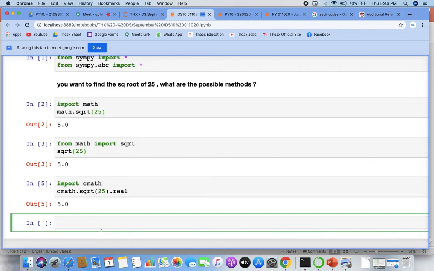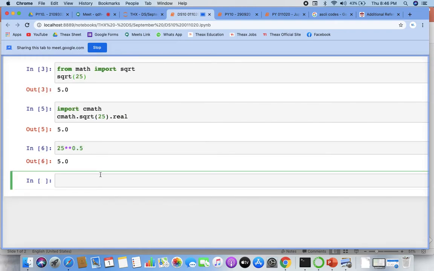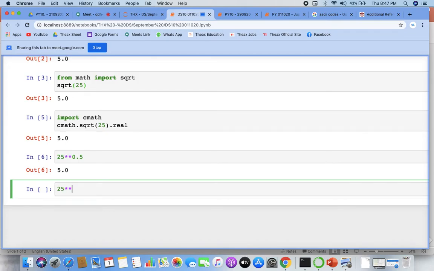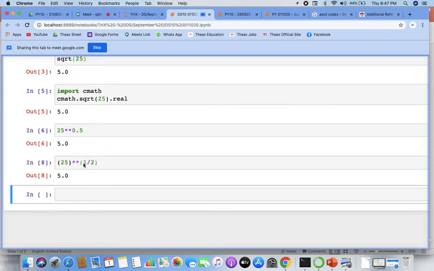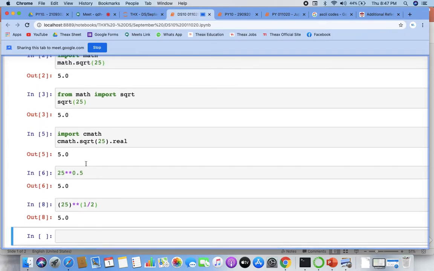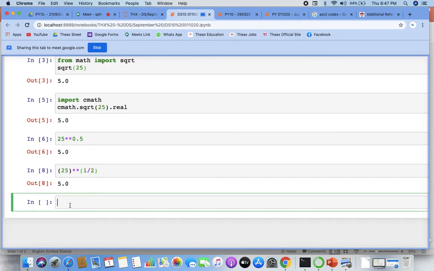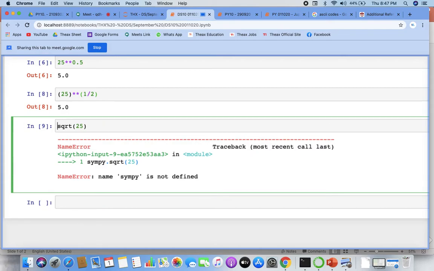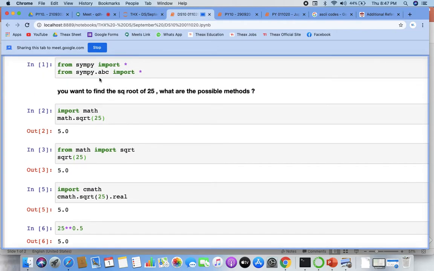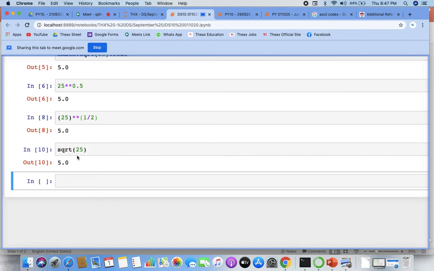Okay, you all are using everything apart from this. Any other possible ways? Obviously, we are learning SymPy, so we can also write it. SymPy is not defined. I think we should directly write sqrt of 25, because we have imported every module from SymPy. So we can directly write sqrt of 25. Now that's the basic thing, right?